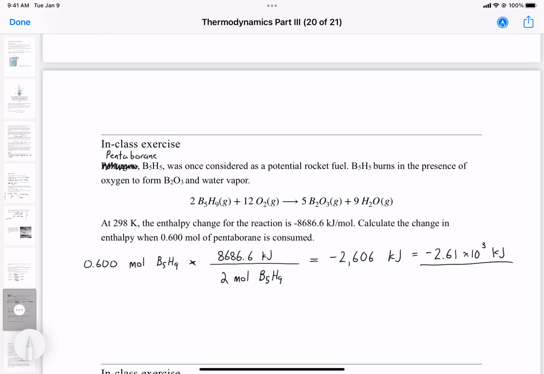There we go. So that's it. That's using stoichiometry now with thermochemistry. All right, so we're going to stop the video there, and then I'll continue the lecture in the next one. So I'll see everyone then.